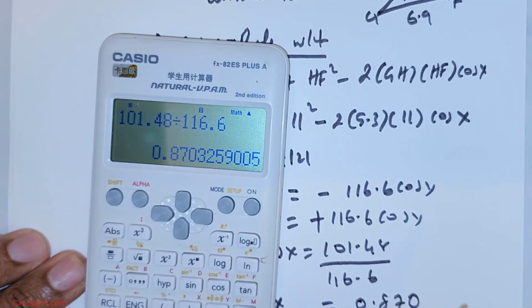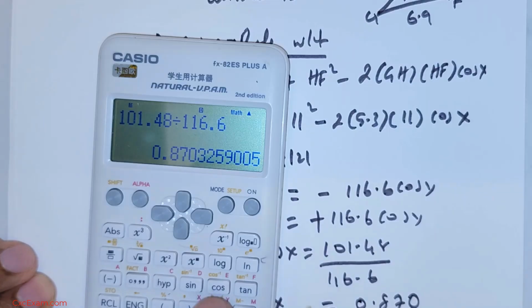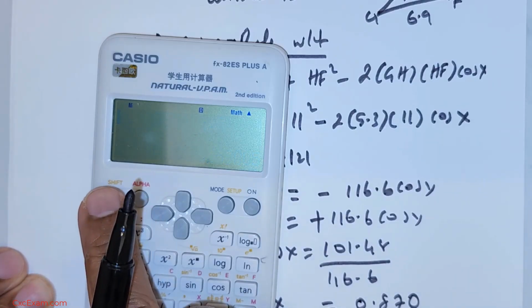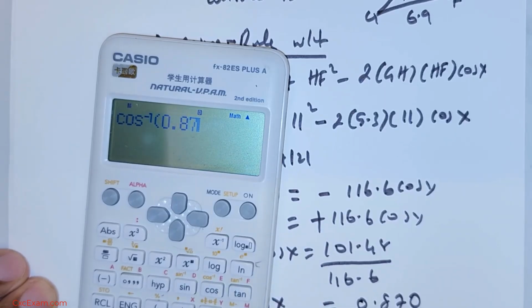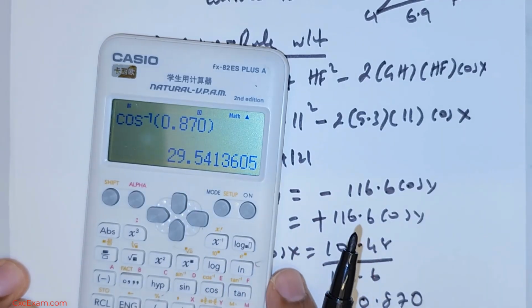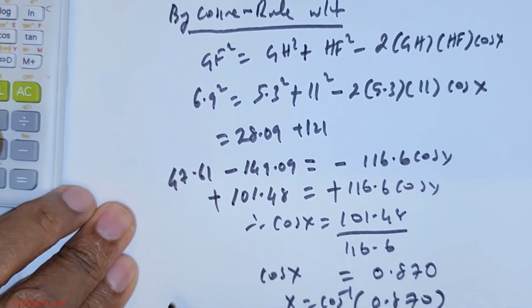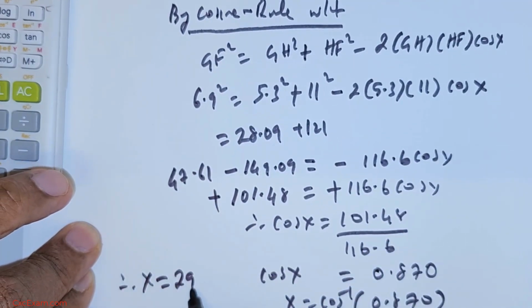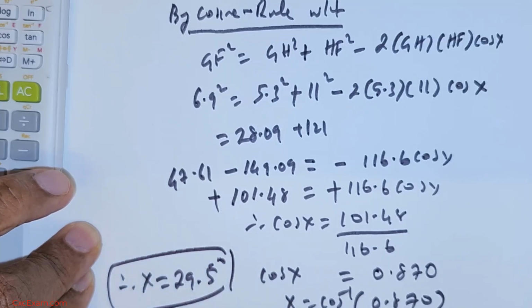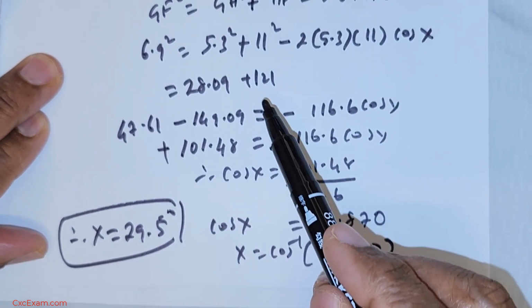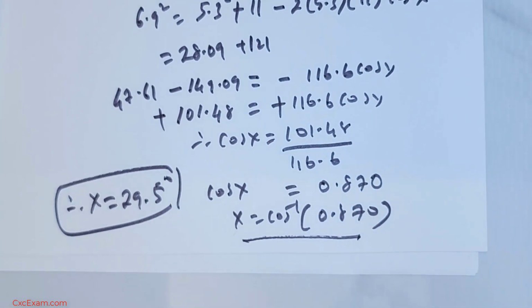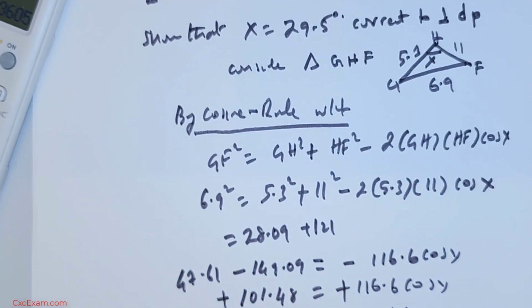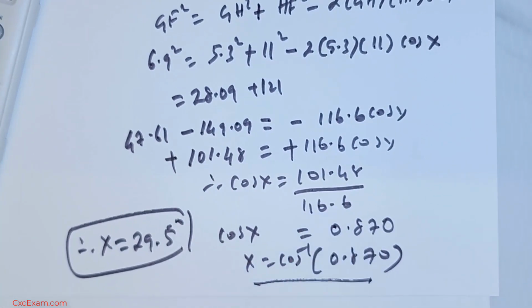So let us go to the calculator. Shift cos inverse of 0.870. 29.54. See that? It's only one decimal place. So x is equal to 29.5 degrees. So clearly, if you see here, we have done the evaluation step by step. Okay, so you get full marks for this. So that is the end of this particular question.